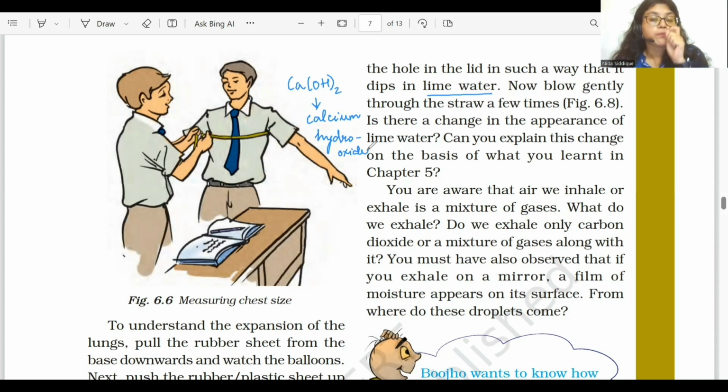Okay, now when we blow the air into the straw for a few times, we will observe that there is a change in the appearance of lime water. So is there a change in the appearance of lime water? The answer is yes.